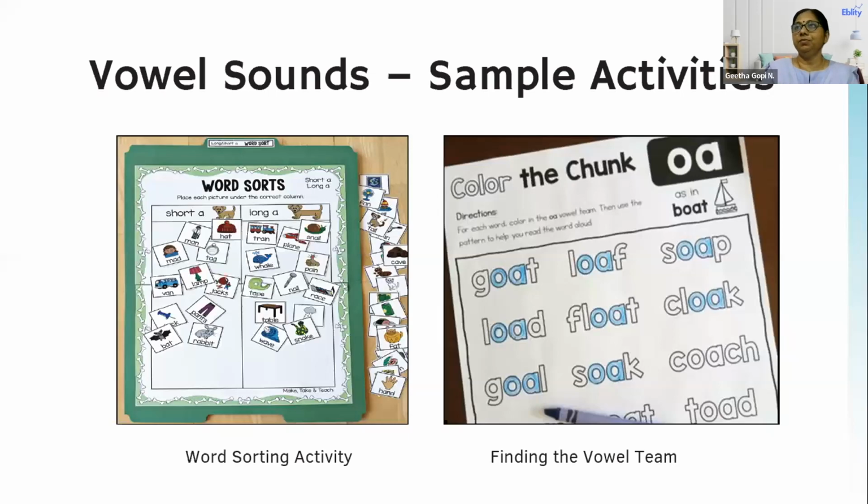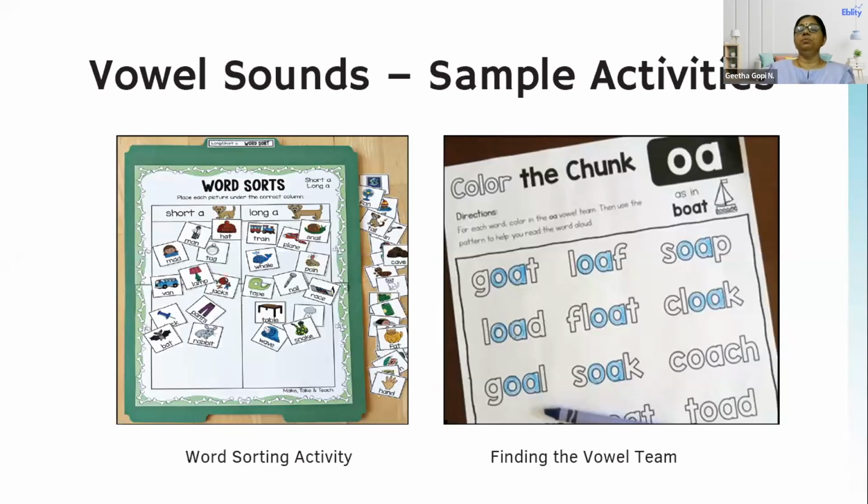And again, remind them of the rules. When it is one vowel, it is a short sound. It is the sound that it says. When it is two vowels, then the first one says its name, which is a long sound, and the second one is quiet. So again, keep rehearsing the phonic rules, do these different kinds of activities.